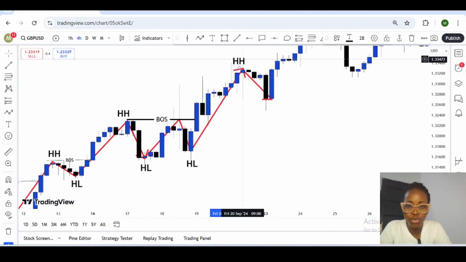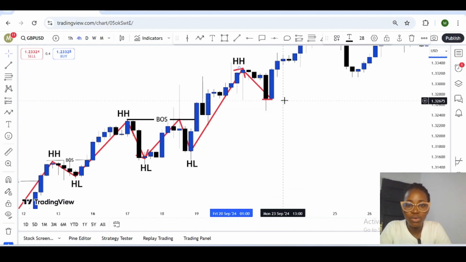After a higher high, we are expecting a higher low. Remember, each time price breaks a higher high to create a new one, that signifies that price is still maintaining its current direction or trend.